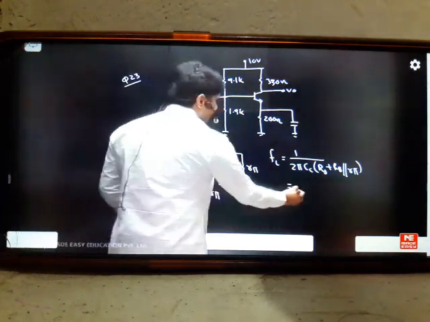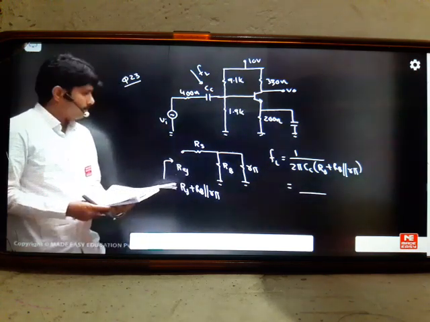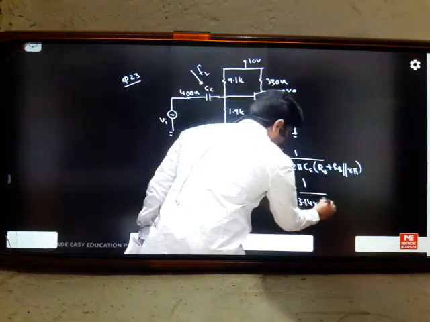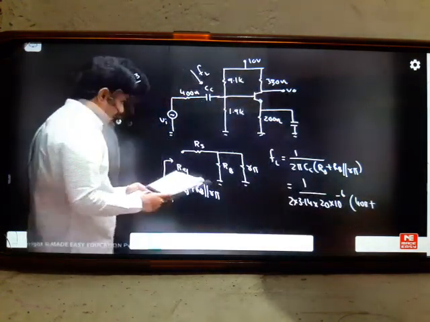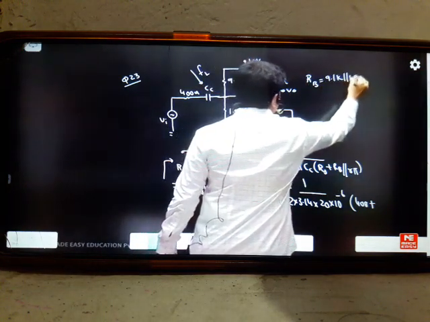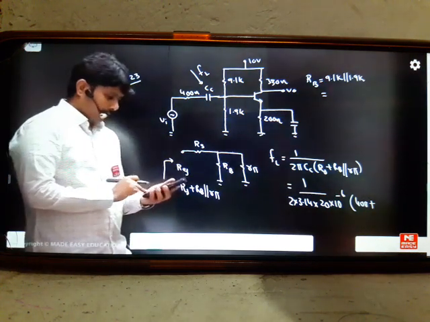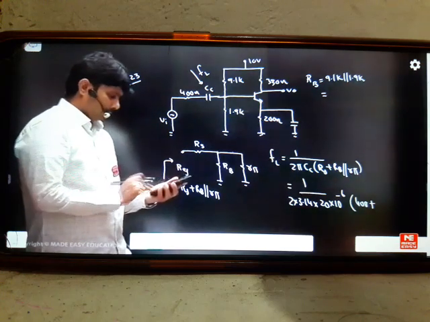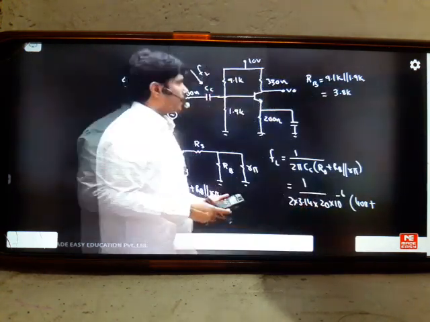Okay? So this answer I think I don't have with me. You have to find out what this answer is by yourself. Calculate this answer once and see. How much will come? It is 1 by 2 into 3.14 into 20 microfarads into RS is 400 ohms plus RP. You have to take the parallel combination here. RP is 9.1K parallel to 1.9K. Let us see how much this one is. Please solve it in parallel: 9.1 into 1.9 divided by 9.1 plus 1.9. It is 3.8K that is coming. Is it correct?